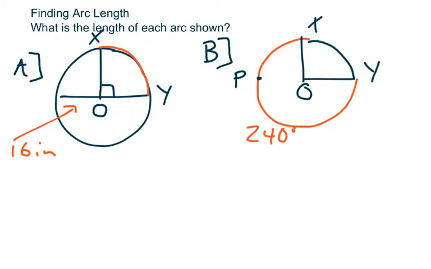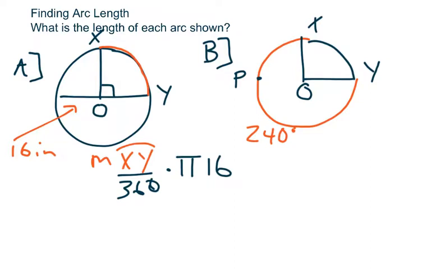In this video, we'll be taking a look at finding arc length. What is the length of each arc shown? First, let's look at part A, and we have the arc XY. We're also given that the diameter of the circle is 16 inches.